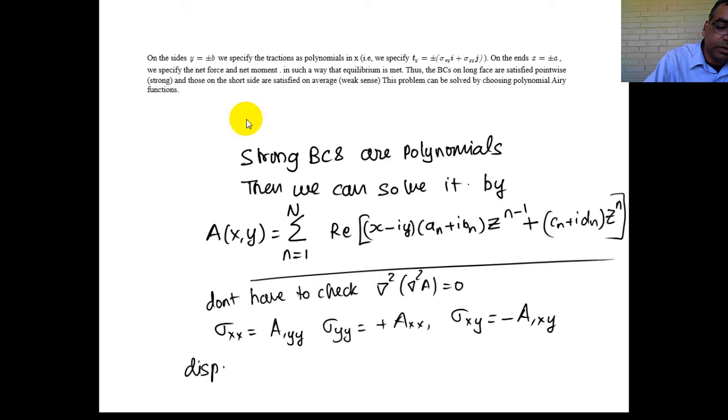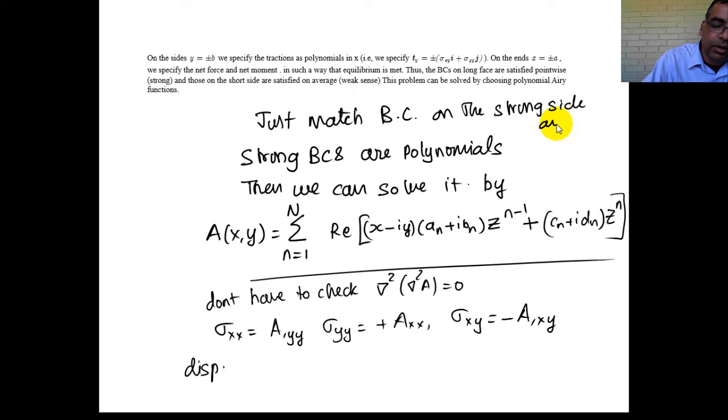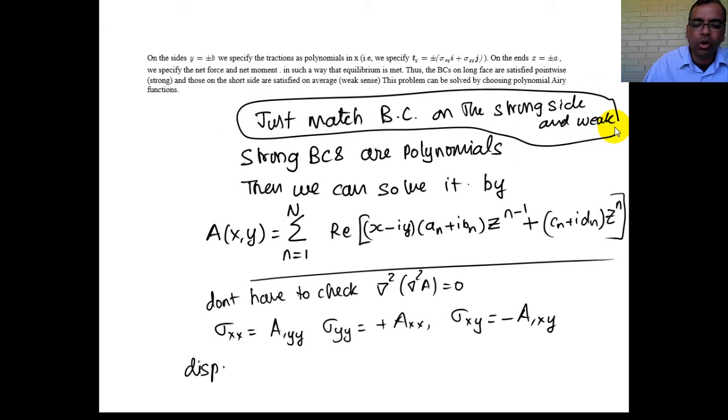The only thing you have to do is just match boundary conditions on the strong side and weak side. Your whole task is to pick a value for capital N and then find the boundary conditions, and that's the end of it. That's all. It's painful, but we have converted a problem that looks almost impossible to solve into something that's really boring. So I'll show you what I mean.